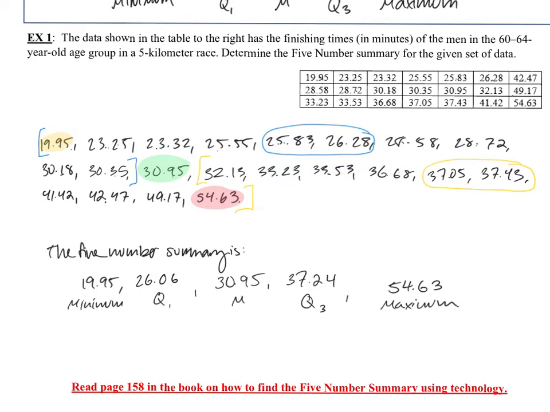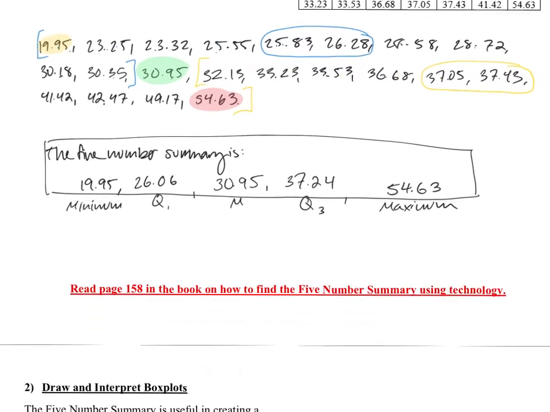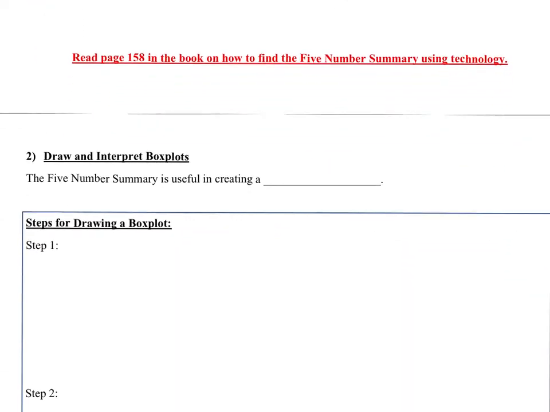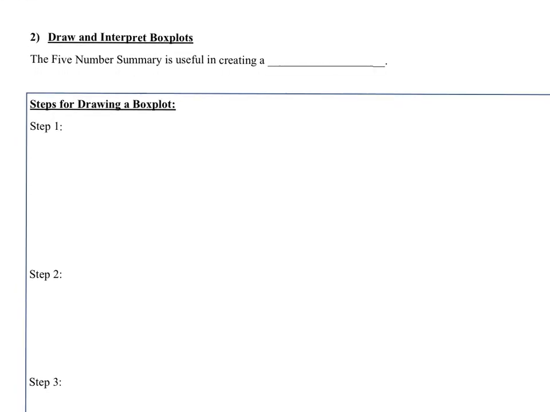And there we have our 5-number summary. We should box that off. Okay. So it really helps if you list it out. I'm struggling with my box there. All right, and you can read page 158 in the book to find out how to find the 5-number summary using technology, or you can email me to ask.